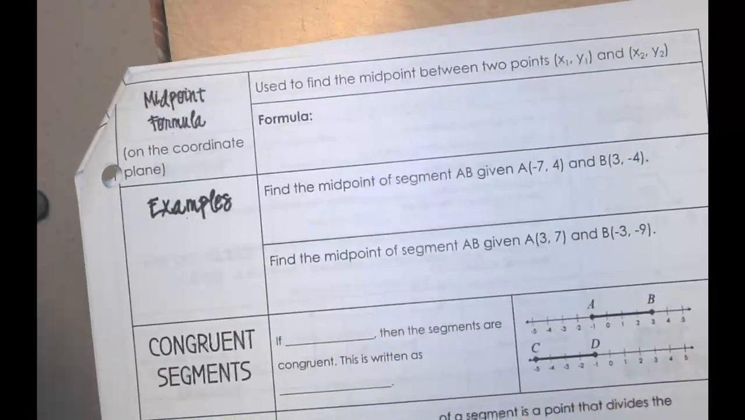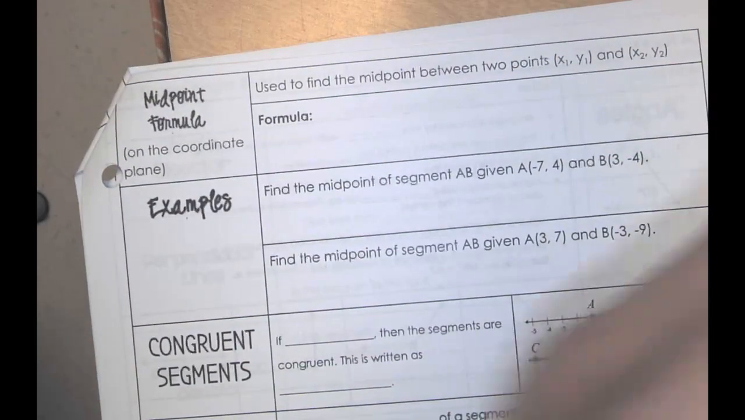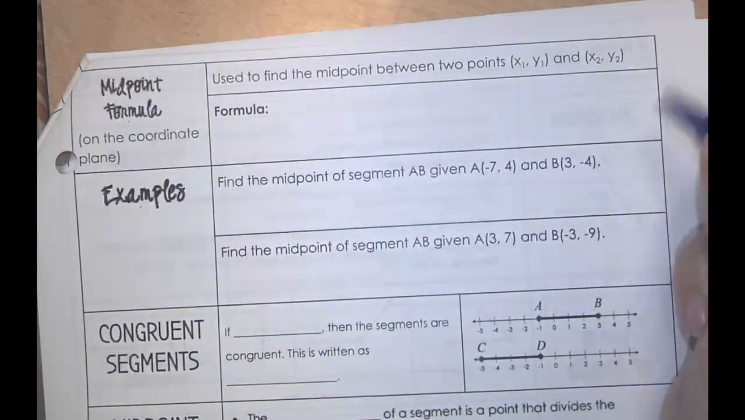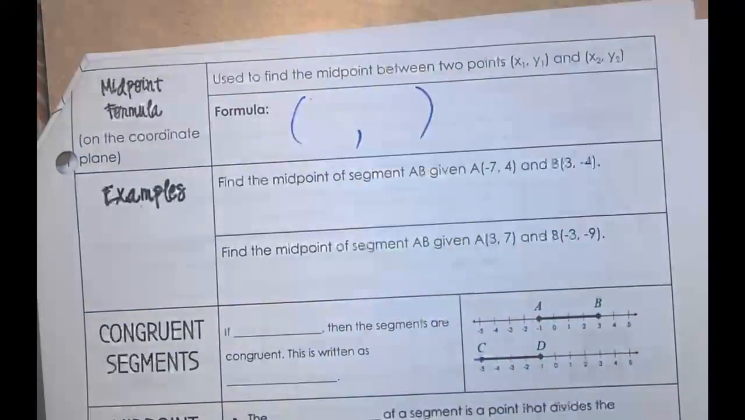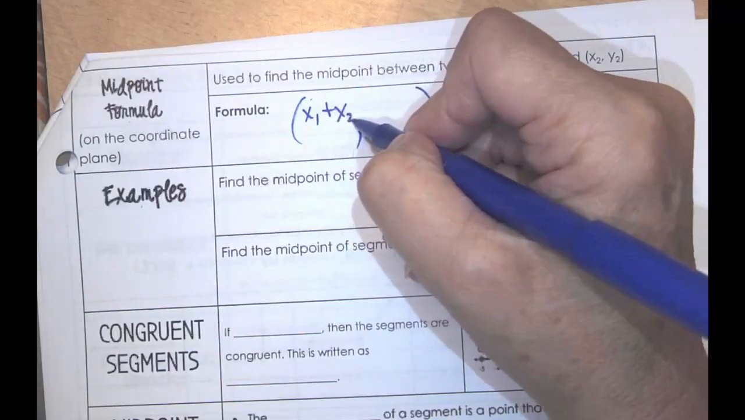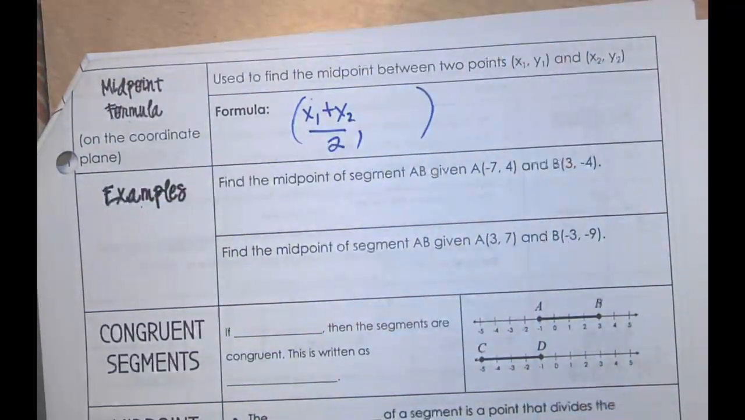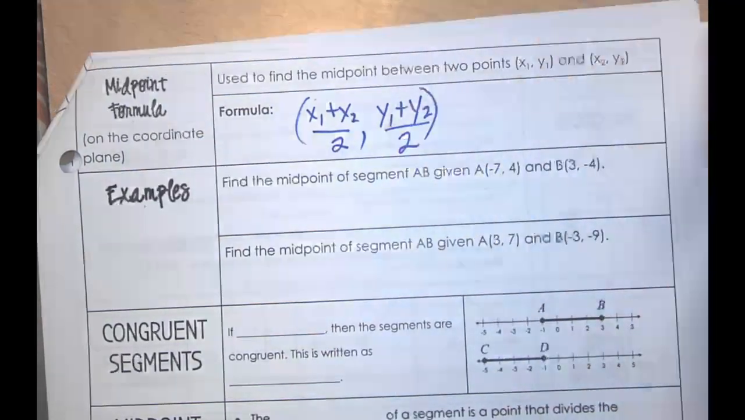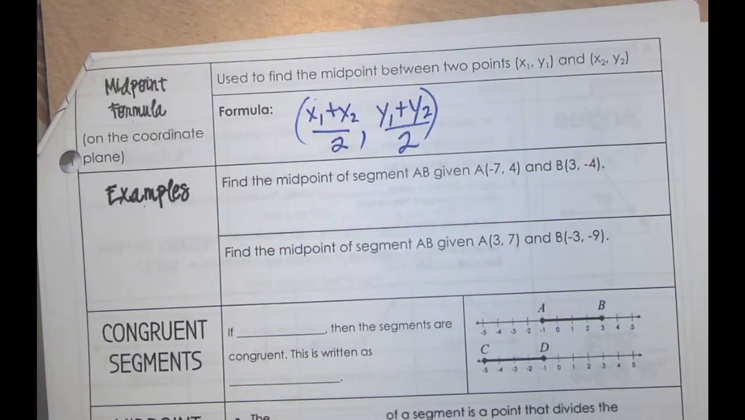But then let's look at the midpoint on a coordinate plane. If you have 2 points here on the coordinate plane, to find the point in the middle, that's an x, y, not just one number. You would add the 2 x's and divide by 2 to get the new x value. Add the 2 y's and divide by 2 to get the new y value. All you're doing is averaging the x's, averaging the y's.